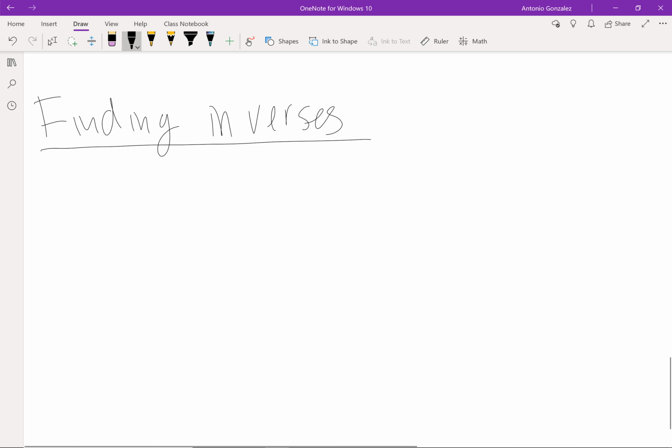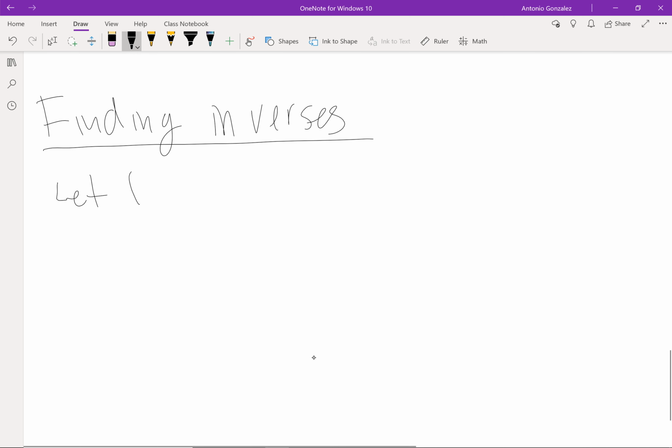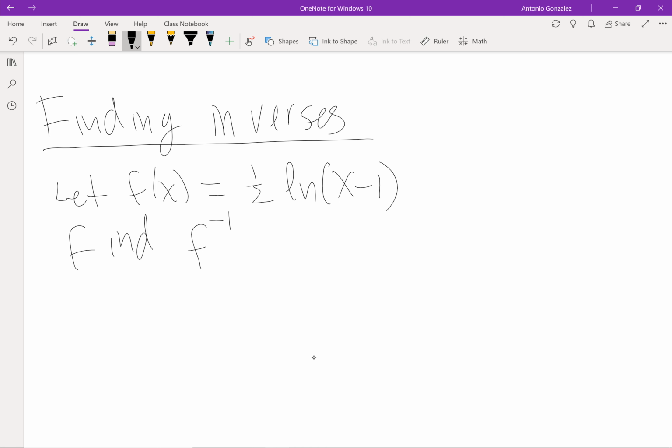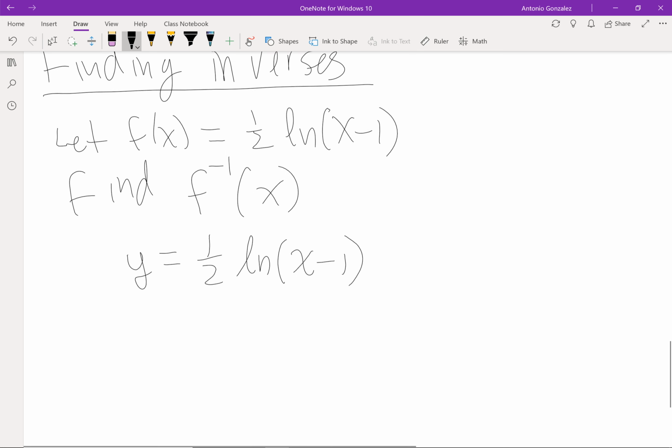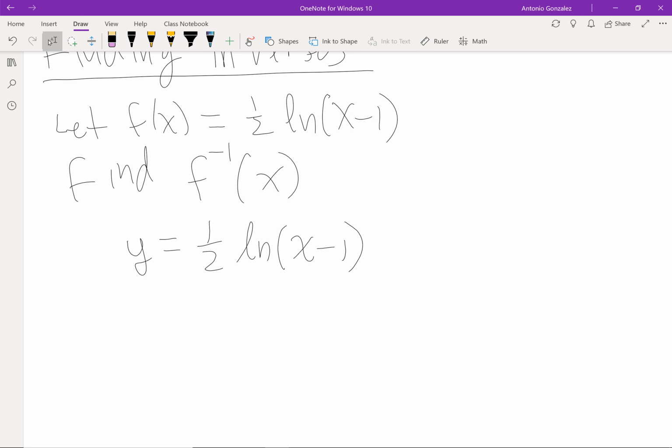So let's say that f of x equals 1/2 natural log of x minus 1. And let's say I want to find f inverse of x. Okay. So again, for something like this, the first step is, let me write it in y notation. All right, so again, y is equal to f of x. And then from here, let me swap out the x and the y.